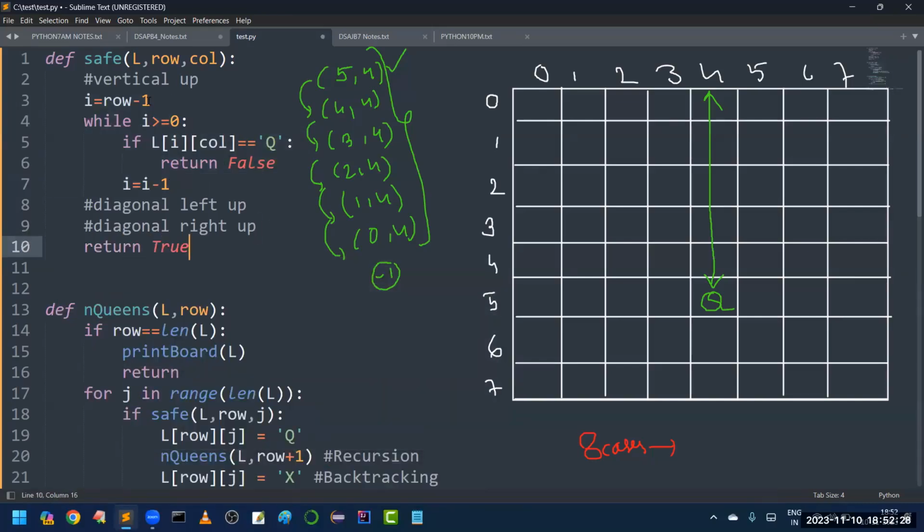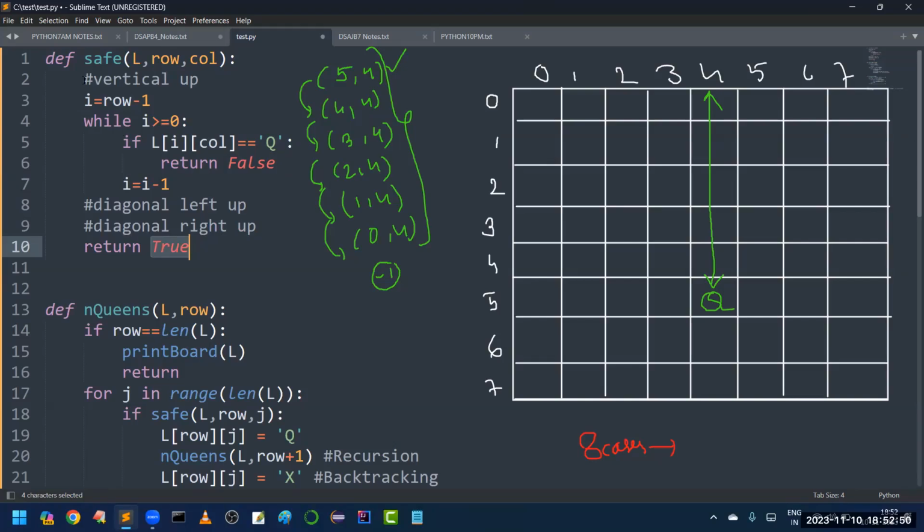So first we are verifying the vertical up direction. If it is not returning false, then there is no queen in the vertical up. Similarly, we have to check diagonal left up, and similarly we have to check diagonal right up. If all these three conditions are false, that means there is no queen, then immediately we are going to return true, saying it is the safest place.